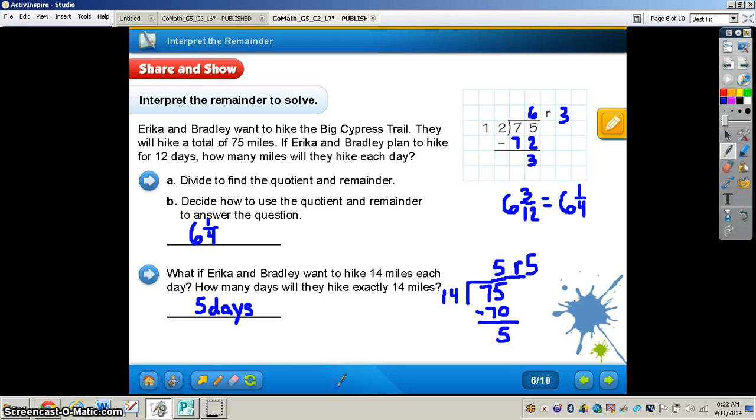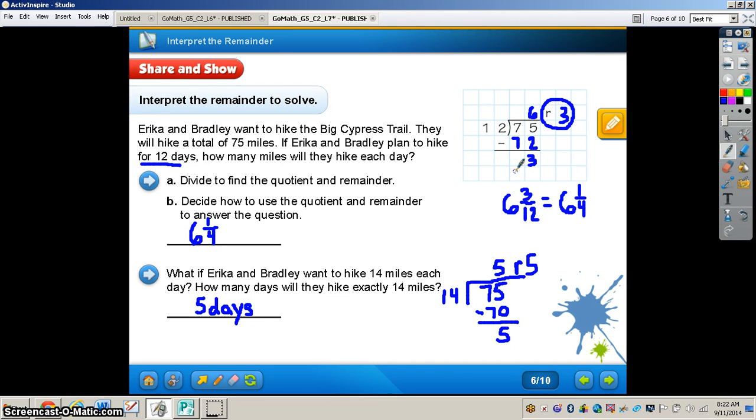Okay, now let's take a look at the answer. Your original division problem was 6 with a remainder of 3. Now they're asking you, okay, if Erica and Bradley plan to hike for 12 days, how many miles will they hike each day? So they need to cover that 75 miles in 12 days. So we have 6 with a remainder of 3.